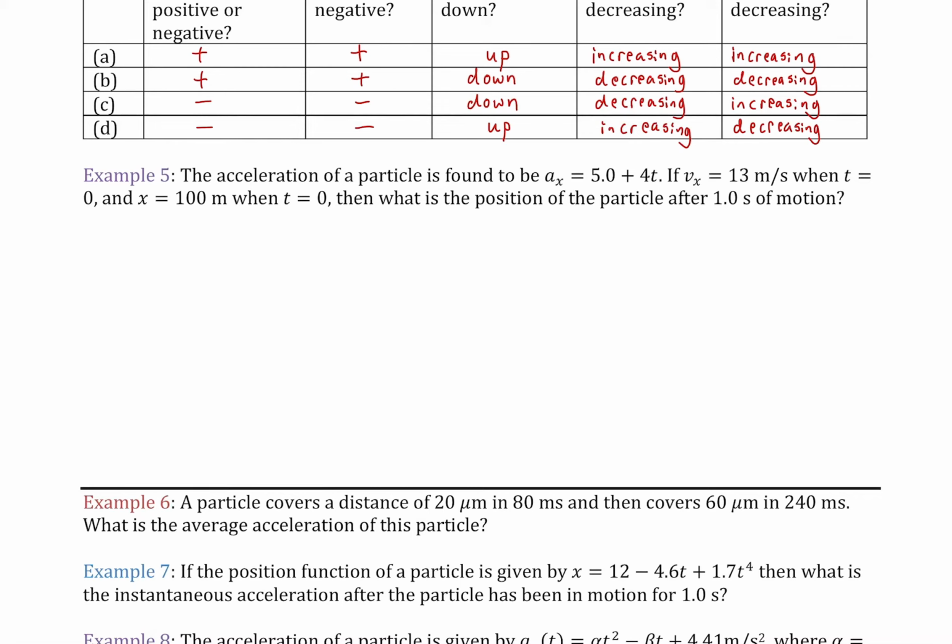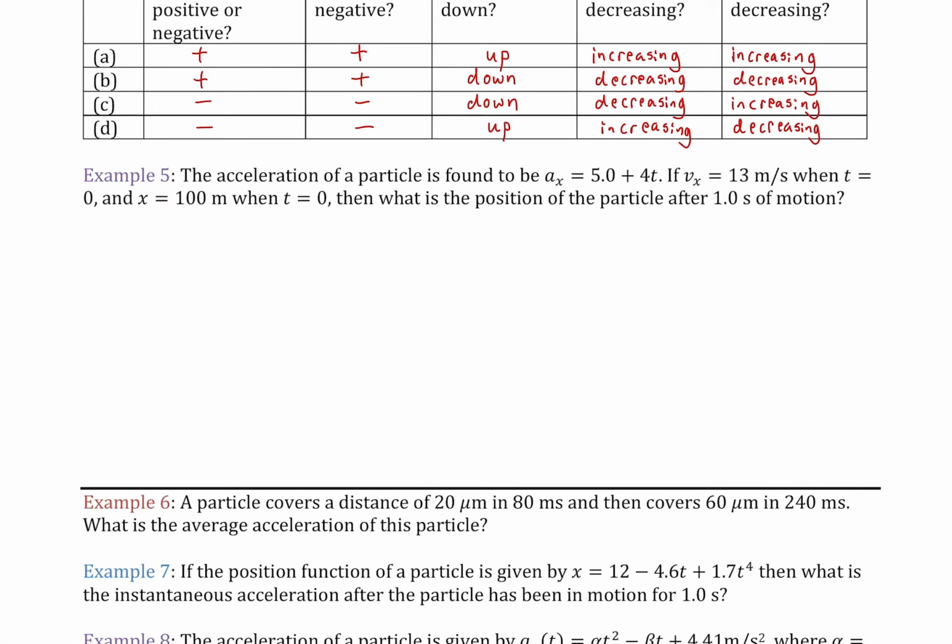So the acceleration of a particle is found to be this. I give you the acceleration function. In the previous ones, I was always giving you the velocity function. Here you're actually given the acceleration function. It's linear, okay, but also has some initial value. Then I tell you that Vx equals 13 when t equals 0. That's your initial velocity. X equals 100 when t equals 0.